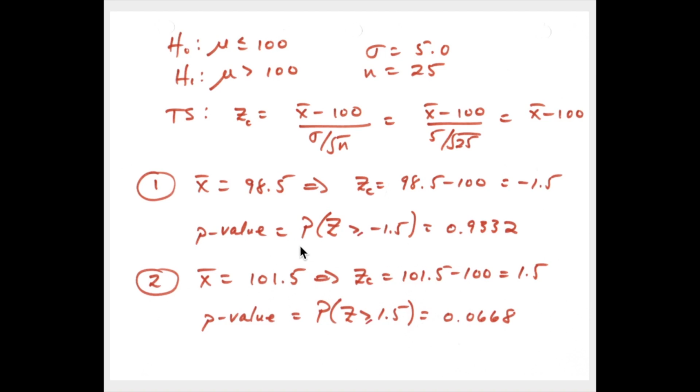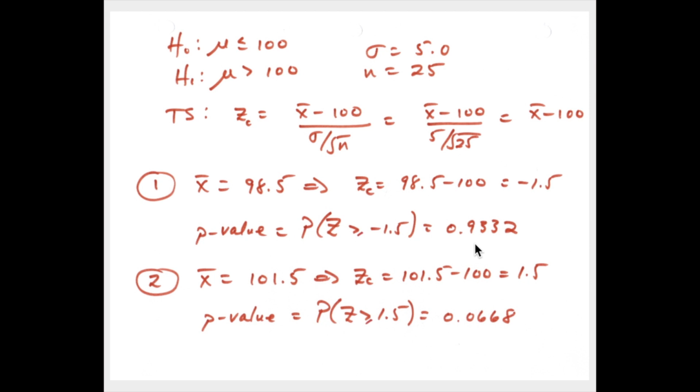Now we get this probability maybe with a calculator, perhaps your TI-84 or 36X Pro, but I'm going to get these values from the standard normal table that we have. If we look up negative 1.5 in the table, we get a right-tailed area, which is what we need because the inequality here is pointing to the right. We get a right-tailed area of 0.9332. So if x bar is 98.5, the p-value for the test is 0.9332.